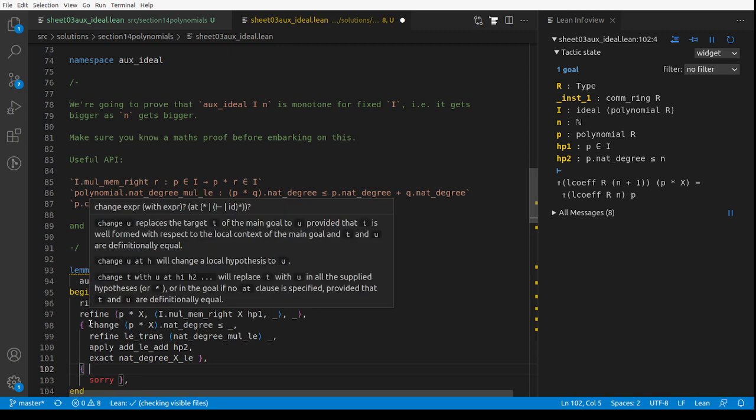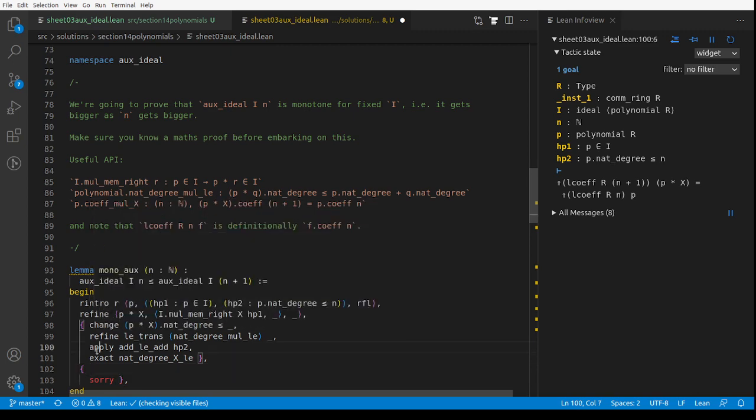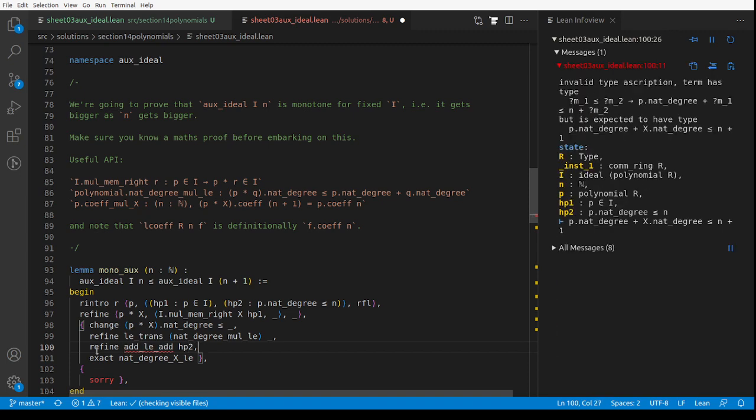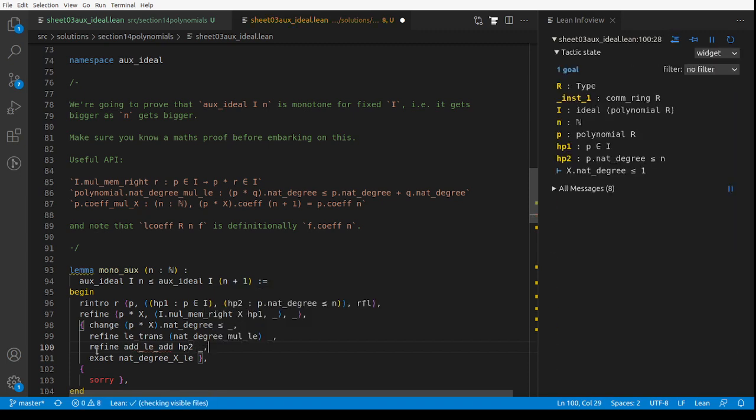You know, the refine. You could change this to a refine, and then probably put an underscore at the end. You could absolutely make this into quite a long term. We don't need the change. It was just sort of useful to work out the proof, but that's just a very long term, right? You can just copy nat_degree_X_le into that underscore, and then copy its entirety into that underscore. But anyway, now how are we going to do this one?